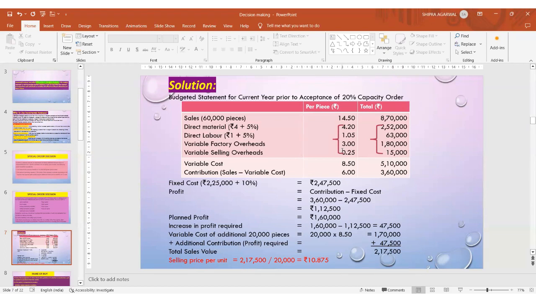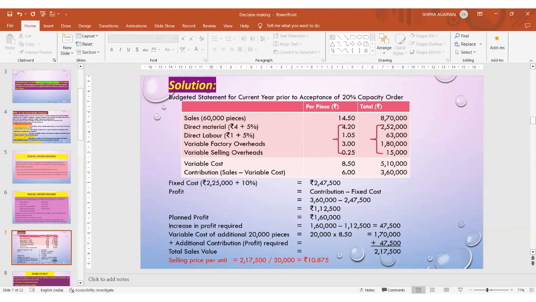So if you just do the total of this bracket, this is my total variable cost, which comes out to 8.50 per unit, and total is 5,10,000. So my contribution comes out to, if you remember the CVP analysis chapter, I told you that whenever you are talking about contribution, it is sales minus the variable cost. Sale price is already given to you, variable cost you have calculated. So sales minus the variable cost is your contribution: per unit is 6 rupees, and total comes out to 3,60,000. This is the amount of contribution that we have to achieve.